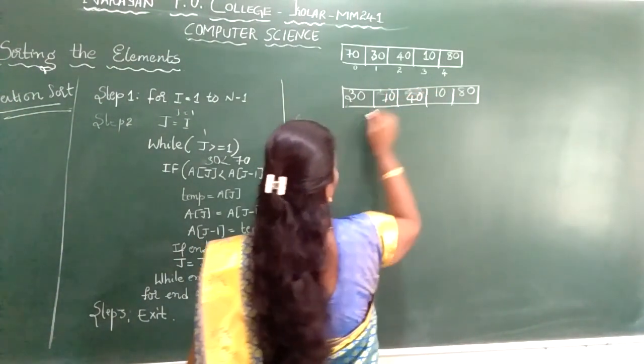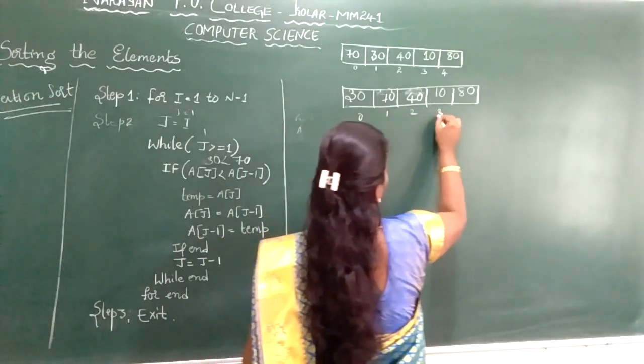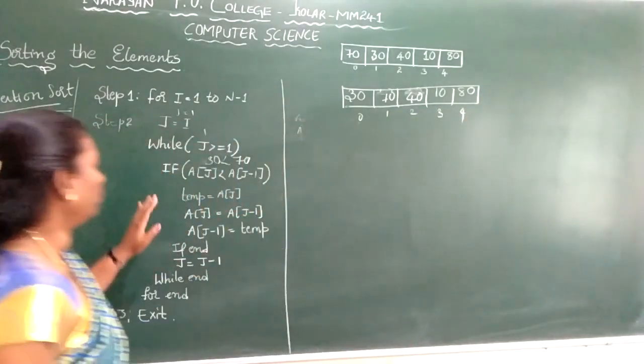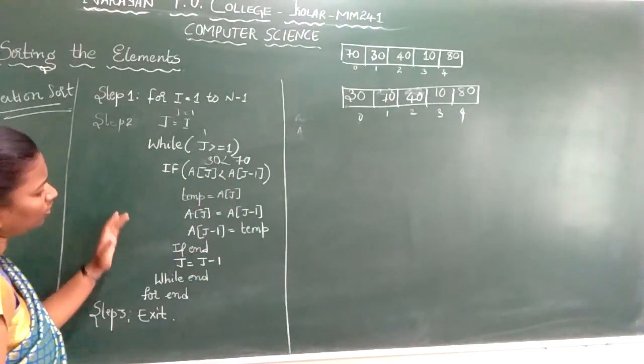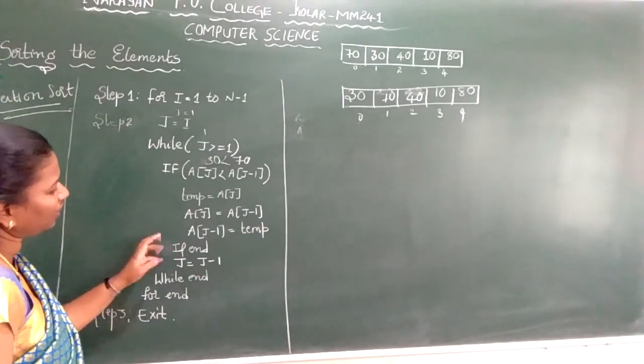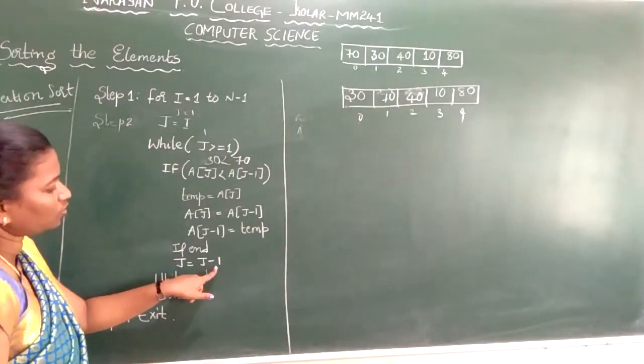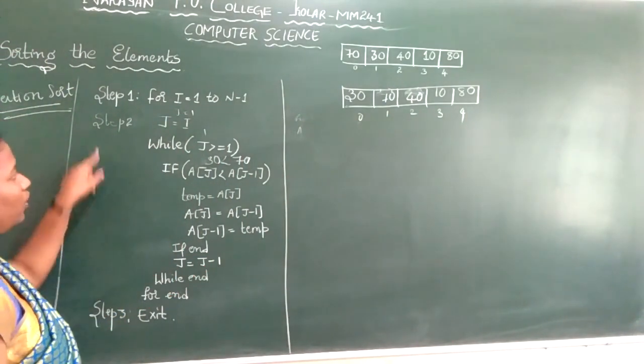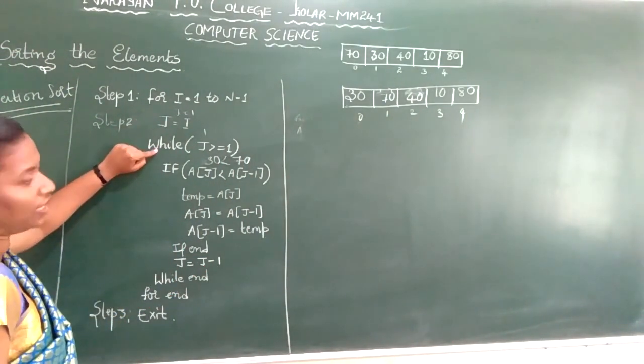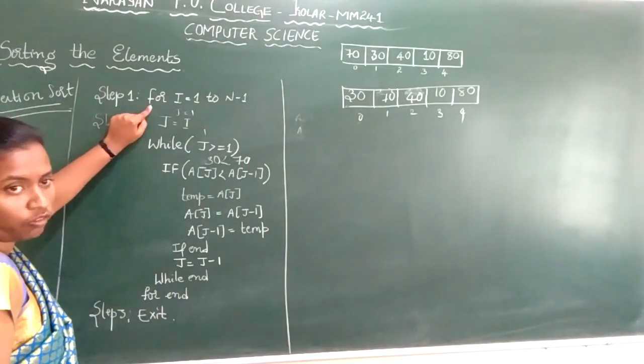This is 40, 0, 1, 2, 3, 4. Okay. Now we have the if statement ends, j will become j minus 1. j was 1, 1 minus 1 is what? 0. j is 0. Again here the condition fails in the while loop. Again we will go for the for loop.